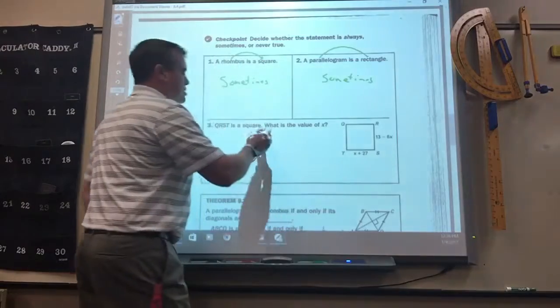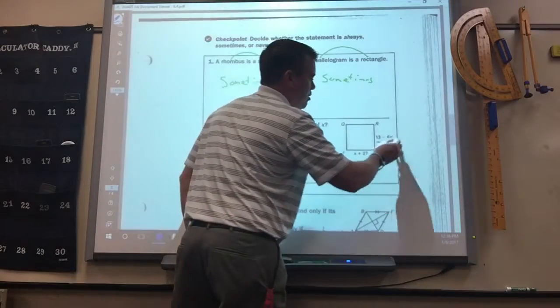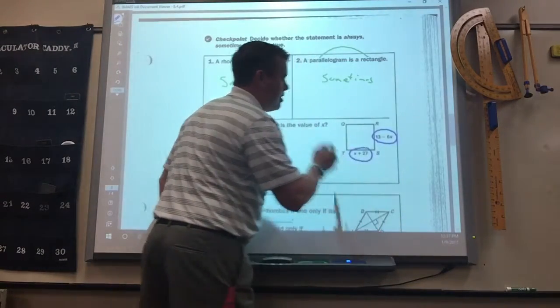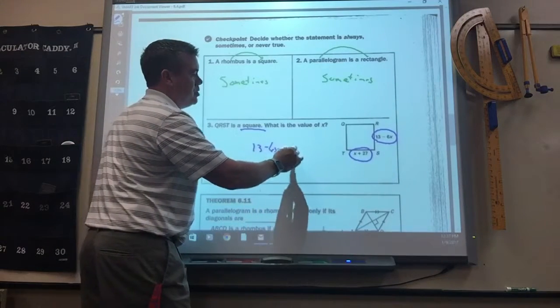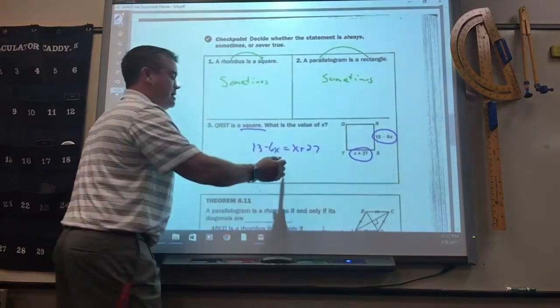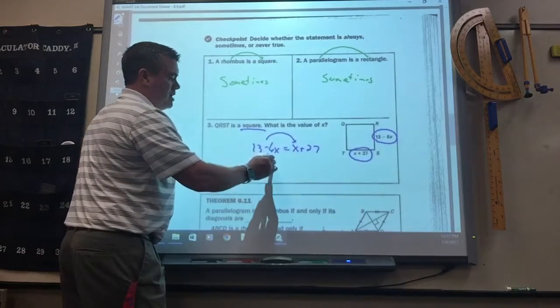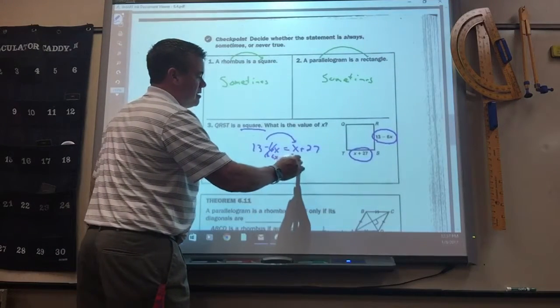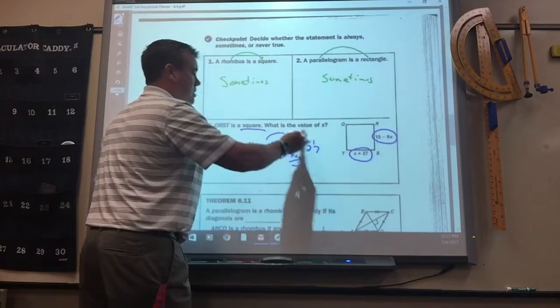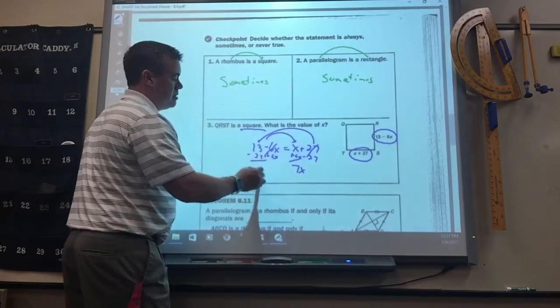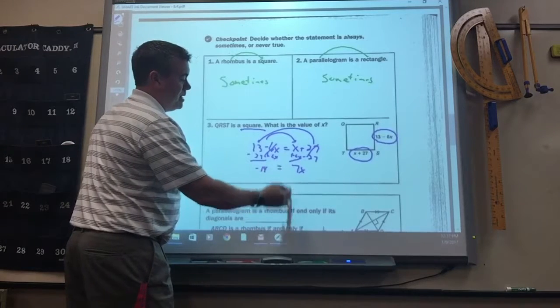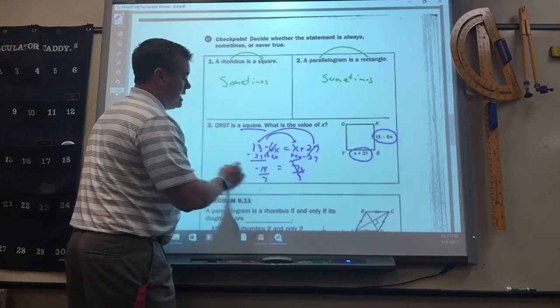So since this is a square, what do you know about that and that? They're equal because they're sides. 13 minus 6x has to equal x plus 27. So if I move the 6x over, I got to add it. So get this 27 out of there. It's a plus, so minus. Then divide by 7 and you get negative 2.